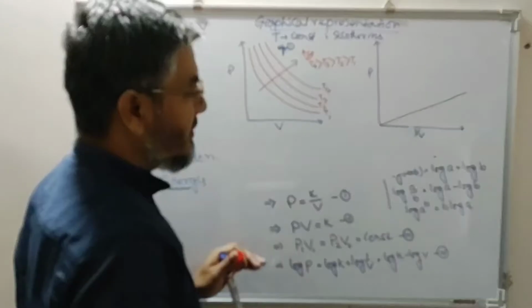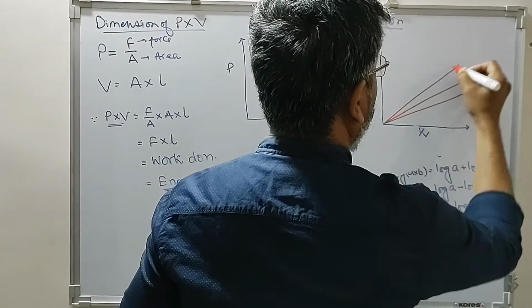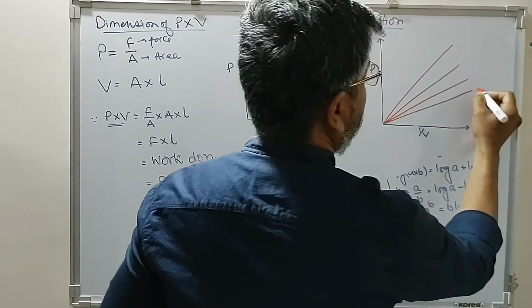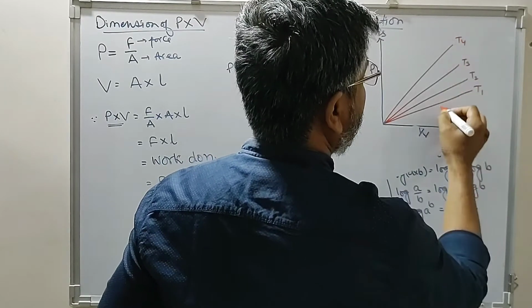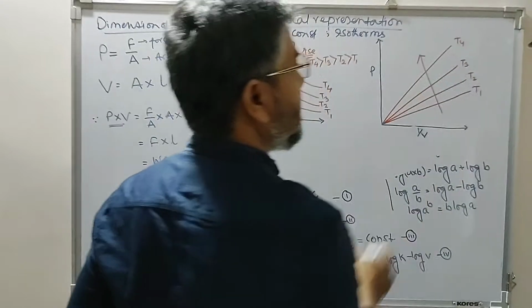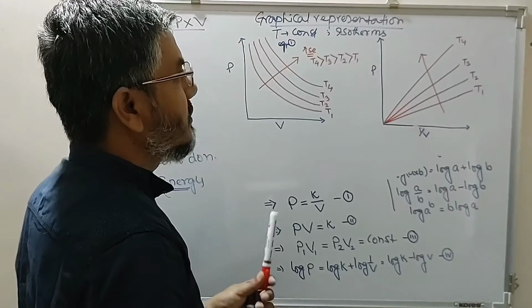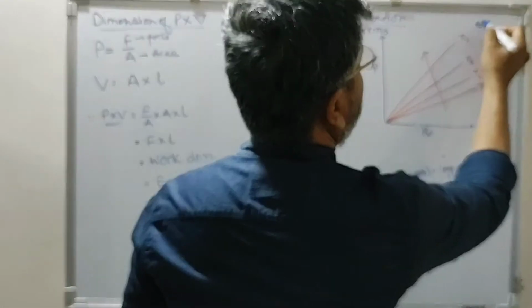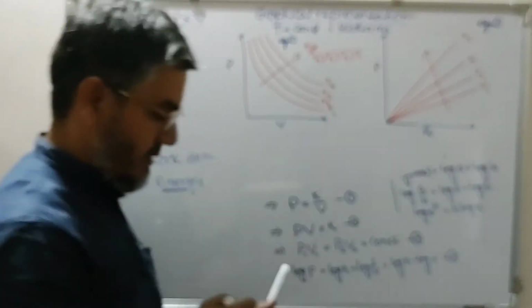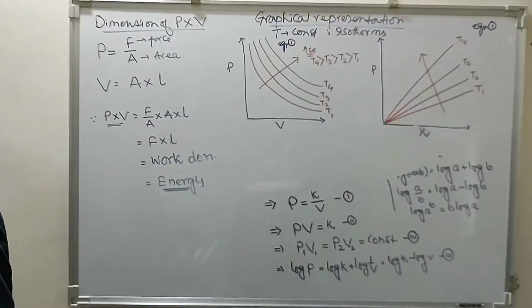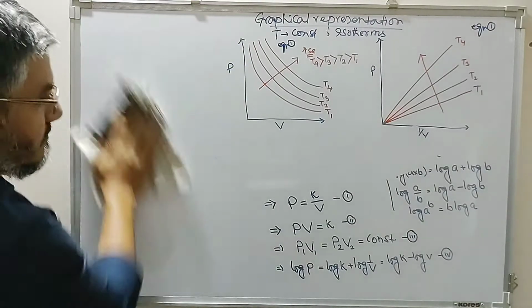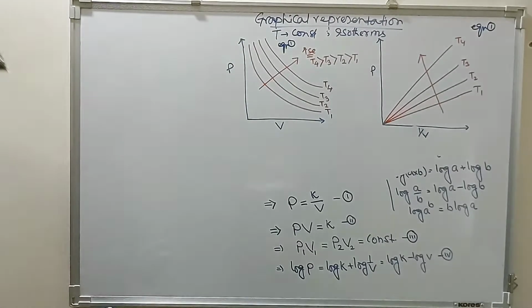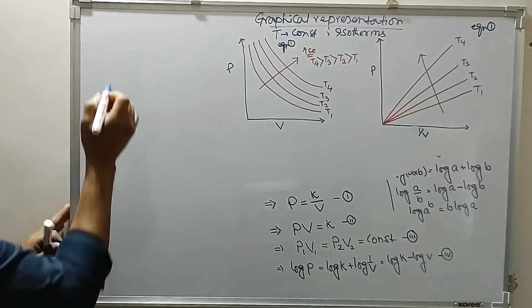Suppose the graph is for different temperatures, all graphs will pass through the origin. So these are temperatures T1, T2, T3, T4. Again temperature increases from T1 to T4. So this again represents equation 1. Now let's go to the graph of equation number 2.